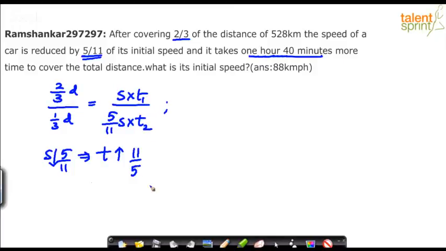So we can say 11/5 into t equals to 1 hour 40 minutes, like 100 minutes.